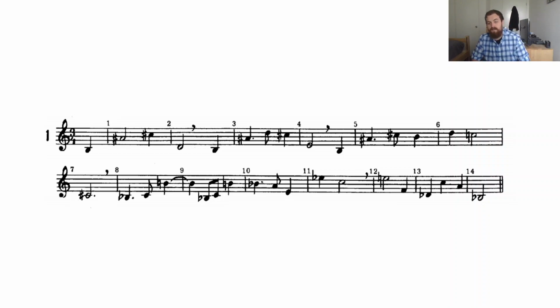I would say that 12 and 13 are the hardest measures intervallically in the piece because we have a major 7th here, but then we've got a major 3rd, another major 7th, a minor 3rd, a major 7th. So it's all major 7ths surrounded by different kinds of thirds, but not uniform kinds of thirds. So that makes this particularly challenging.